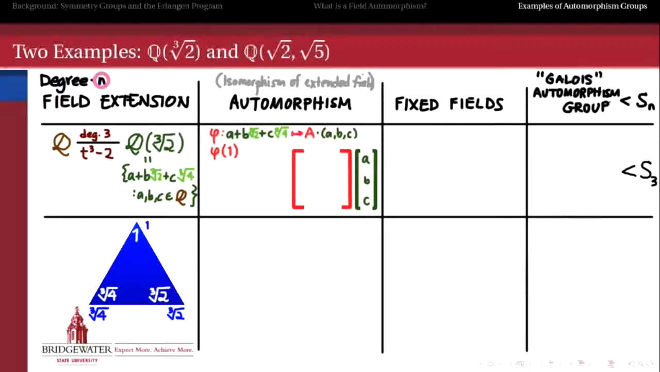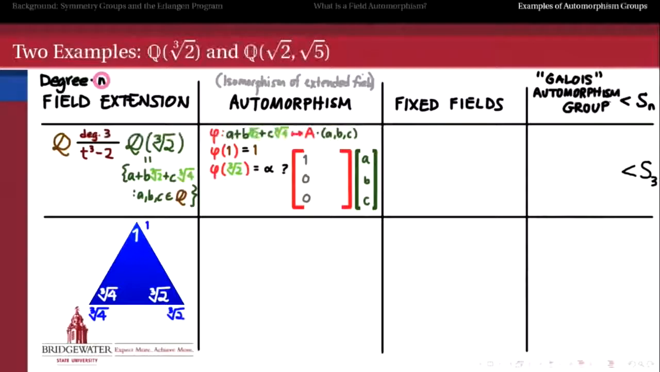What happens to 1? Well, because phi has to be an automorphism over Q and 1 belongs to Q, that means that we can't move 1. So phi of 1 has to equal 1, and therefore the first column of this 3x3 matrix has to be 1, 0, 0. Now, what happens to the cube root of 2 under phi?